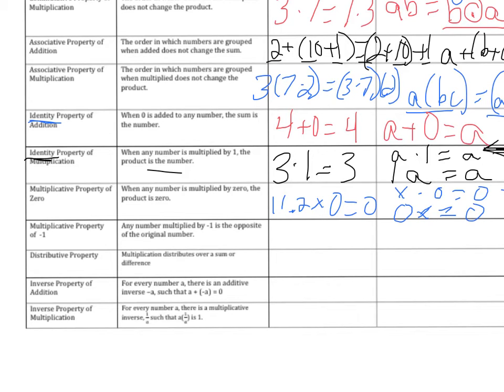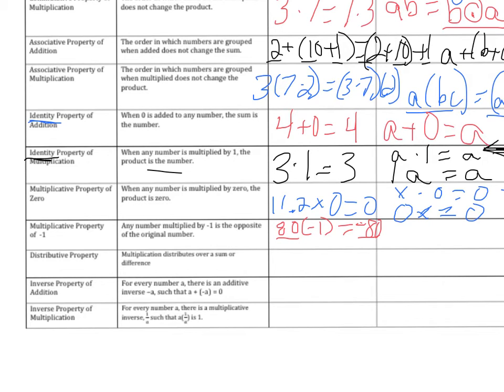Multiplicative property of negative 1. We talked a little bit about this property during our notes on distributive property. So it basically says that any number multiplied by negative 1 is the opposite of the original number. So I'm going to give you two examples here with regular numbers. 80 times negative 1 would be negative 80. Again, 80 and negative 80 are opposites.